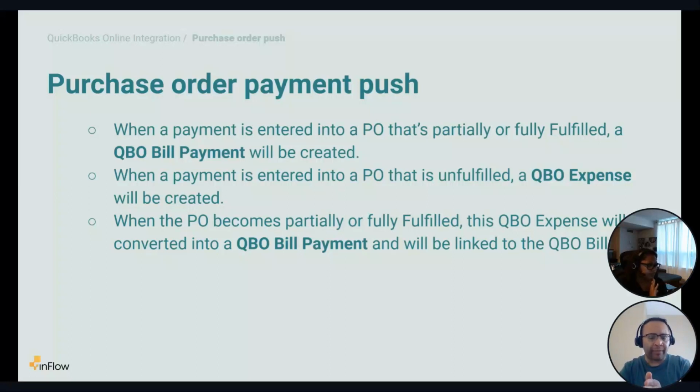And then, of course, if you have a PO that's unfulfilled initially, you record a payment, it creates a QBO expense, and then you receive against that PO. So now it becomes partially or fully fulfilled. That QBO expense gets converted into a bill payment, and it gets linked to the QBO bill as well.